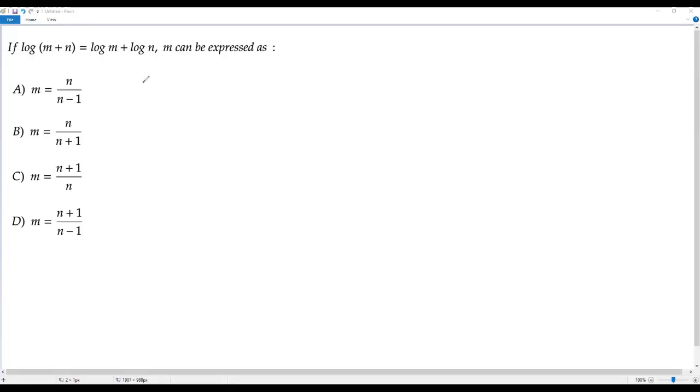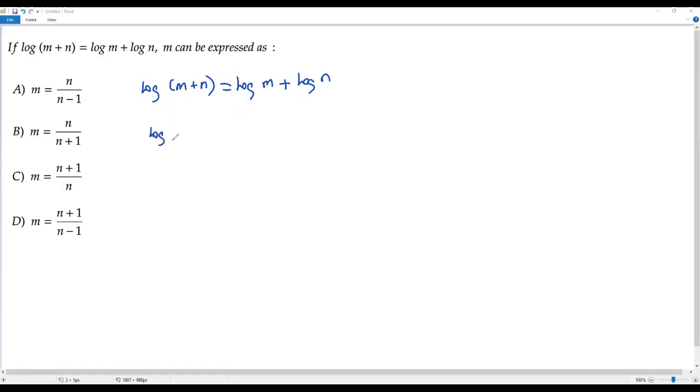Now let me take the given equation, that is log of m plus n equals log m plus log n. Here the base of the logarithm is not given for any of these three logarithms in the equation. Whenever the base is not mentioned, we have to assume this is a common logarithm, that is the base of each of these logarithms is 10. We don't have to mention it, but just for clarity, I mentioned 10. So now we can remove it. So the base of each of these three logarithms in this equation is 10.